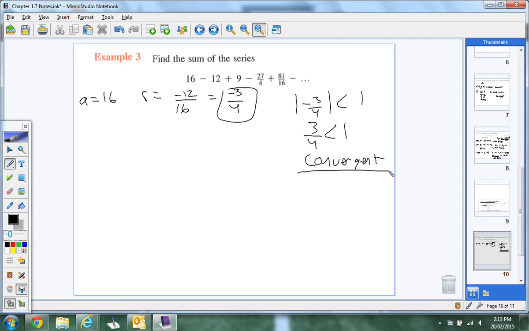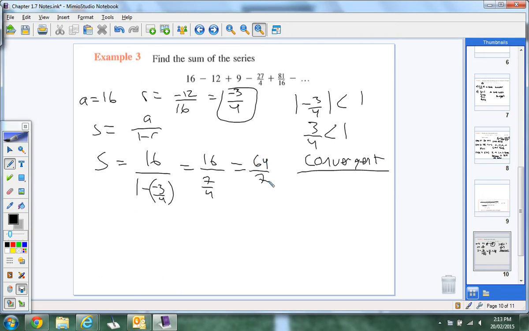Since it is, we can use the formula. Now it's just formula work. The sum is A over 1 minus R, which our R is -3/4. That's all we have to do. All I'm using is this formula here: S equals A over 1 minus R. So that gives me 16 over 1 plus 3/4, which if I change that all the way to a fraction, that would be 7/4. And when we get that done here, we would get 64/7 as the answer for the sum of the series.